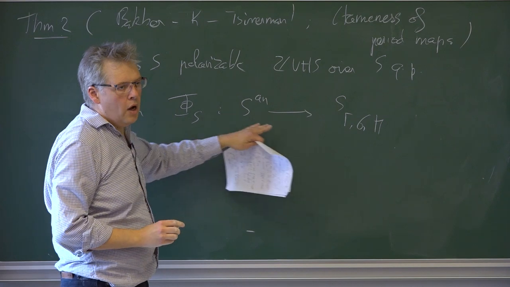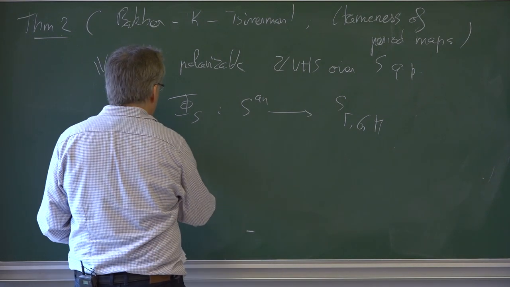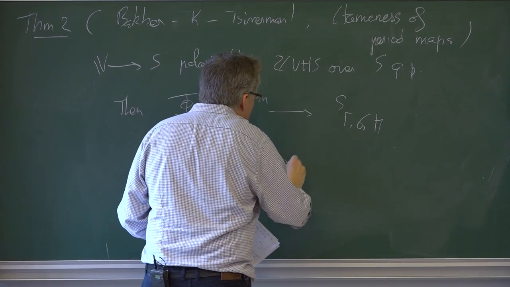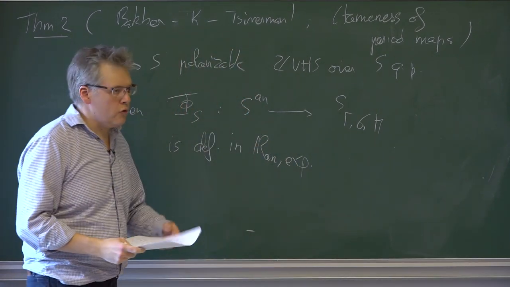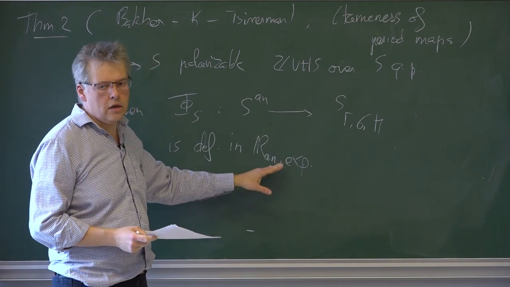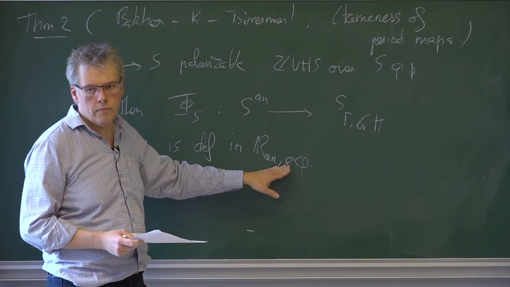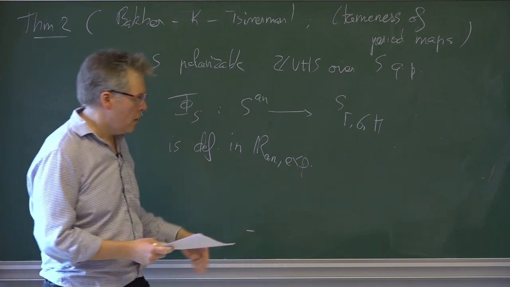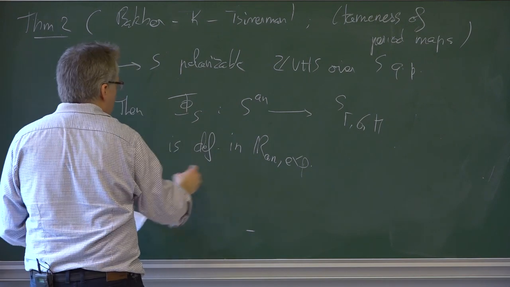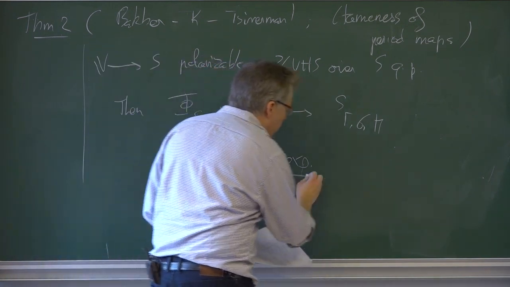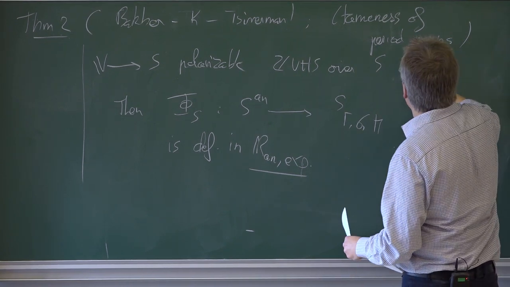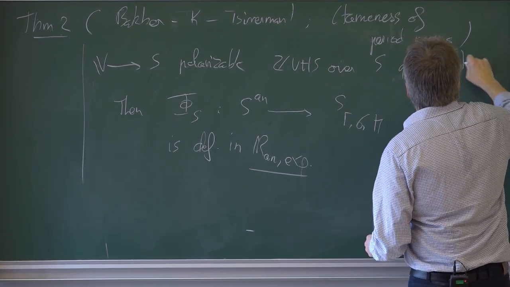But this map is not semi-algebraic. But it's still definable in R-an-exp. I think this is the main result in that paper. This means that to write that map in nice charts, you need only use restricted analytic functions and the real exponential. Nothing else. So it is tame with respect to this o-minimal structure. S is smooth quasi-projective over C.